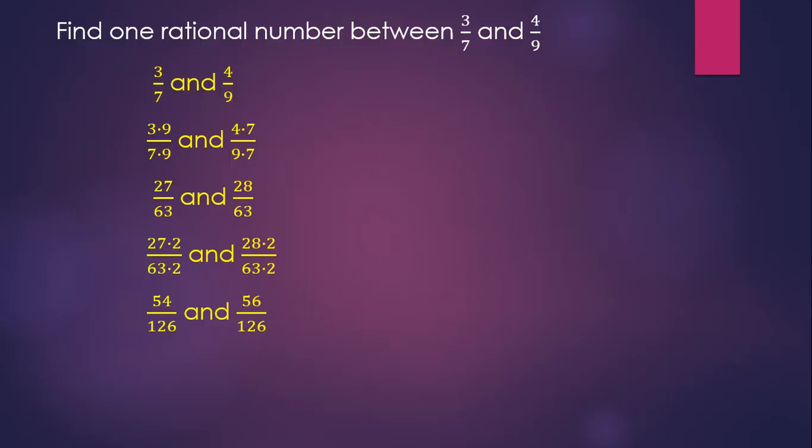Since there is a whole number between 54 and 56, I can say that 55, which is between 54 and 56, so 55/126 is between 3/7 and 4/9. Remember, it's not the only correct answer, but it is an answer that is exactly halfway between those two numbers.